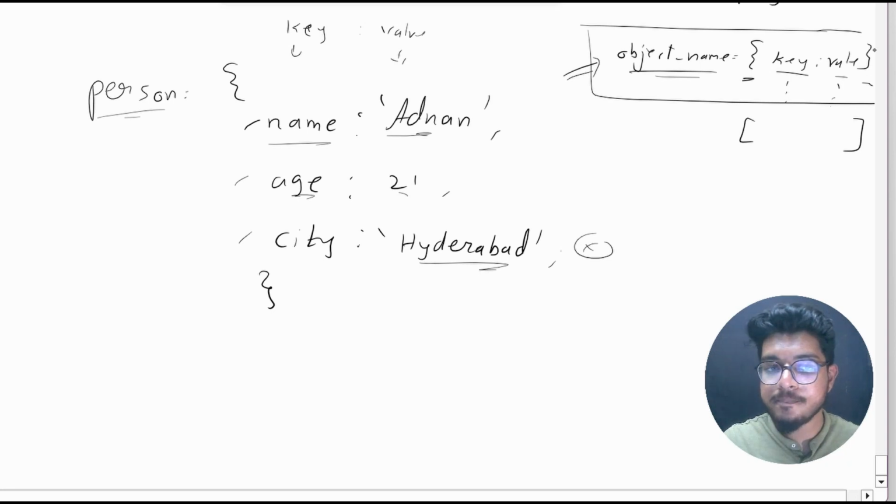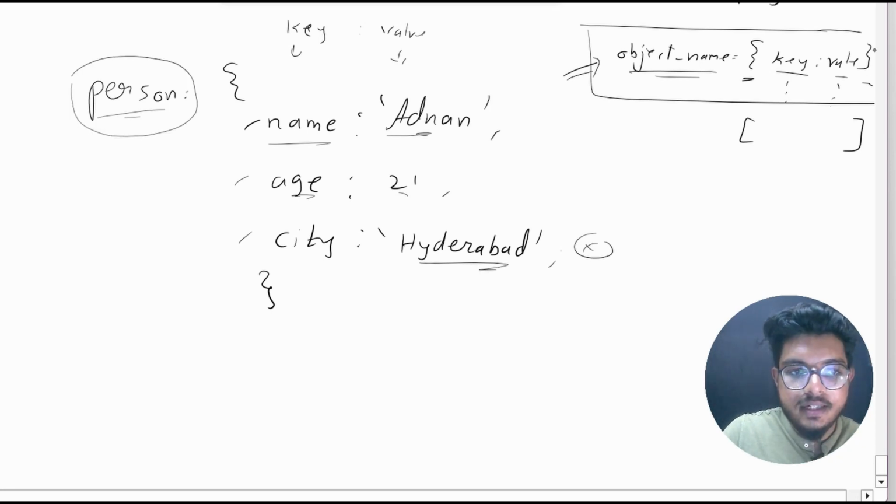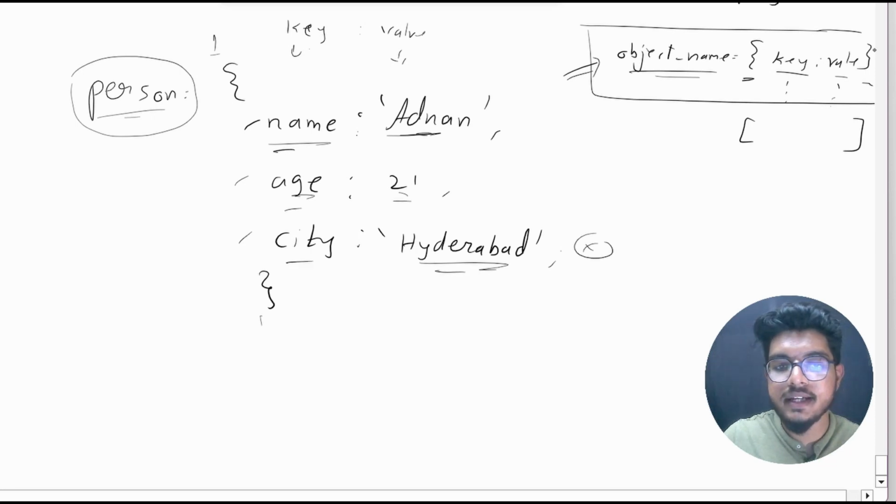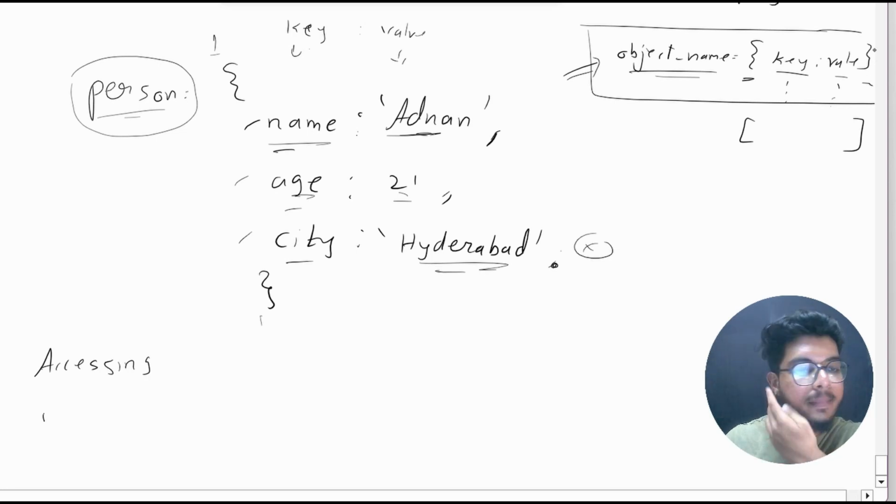So name is Adnan, age is 21, city is Hyderabad. If you see the syntax, person is the object name, then curly braces open and curly braces close. Inside these, name, age, city are keys. After these keys, we write a colon, and then we write the values. For name, Adnan. For age, 21. For city, Hyderabad. And you have to write commas. I hope it is clear. Declaration of objects is clear. Now let's perform some operations on objects. One is accessing the values. The second one is updating the values.